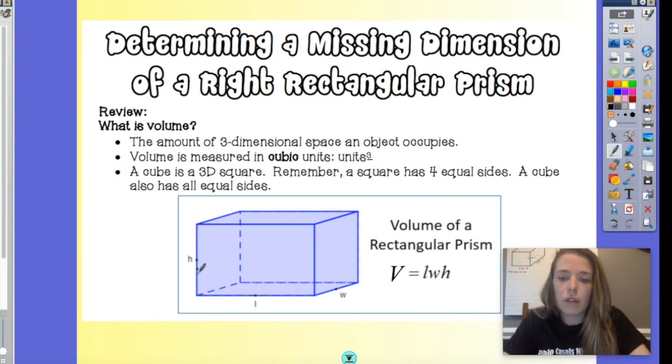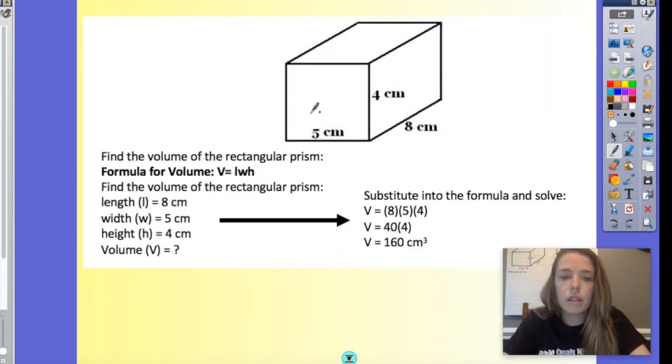And when we're calculating the volume of a rectangular prism, we're using the formula volume is equal to length times width times height. So here's an example. We have our dimensions, 5 centimeters, 4 centimeters, 8 centimeters. Remember, with multiplication the order will not matter, as long as we're multiplying the three dimensions together. So here we plugged in 8 as the length, 5 as the width, 4 as the height. We start with 8 times 5, we get 40. 40 times 4 is 160 centimeters cubed.